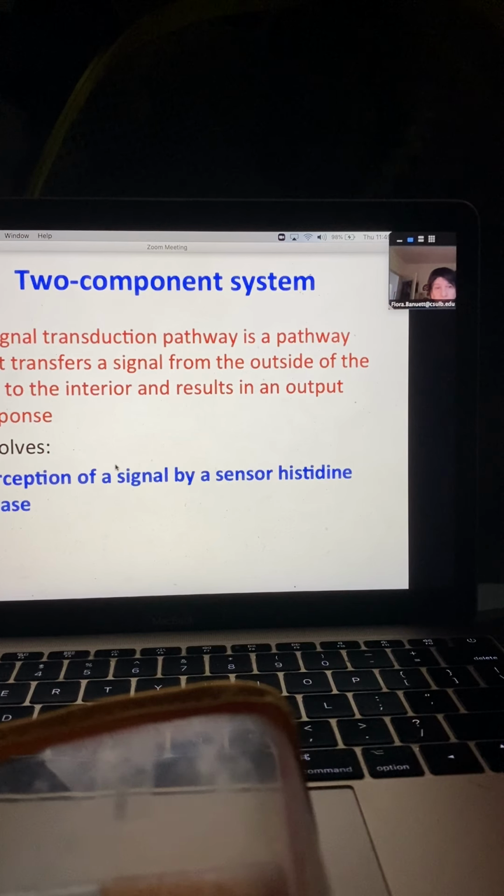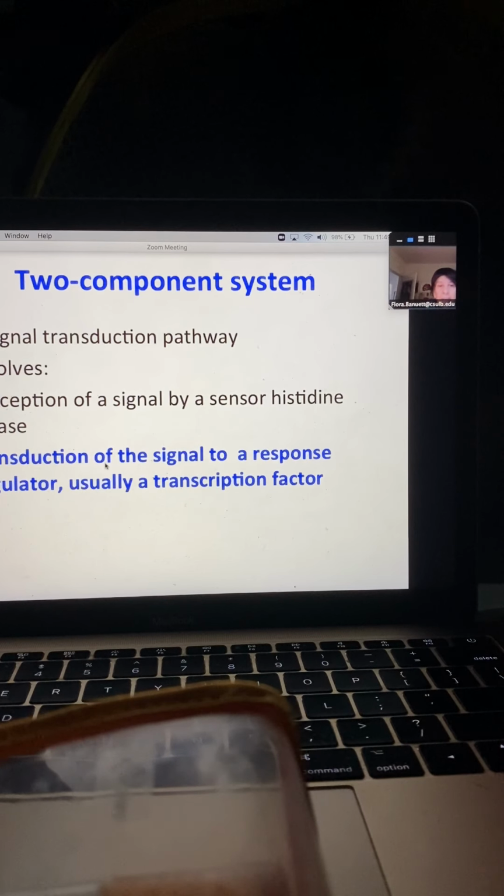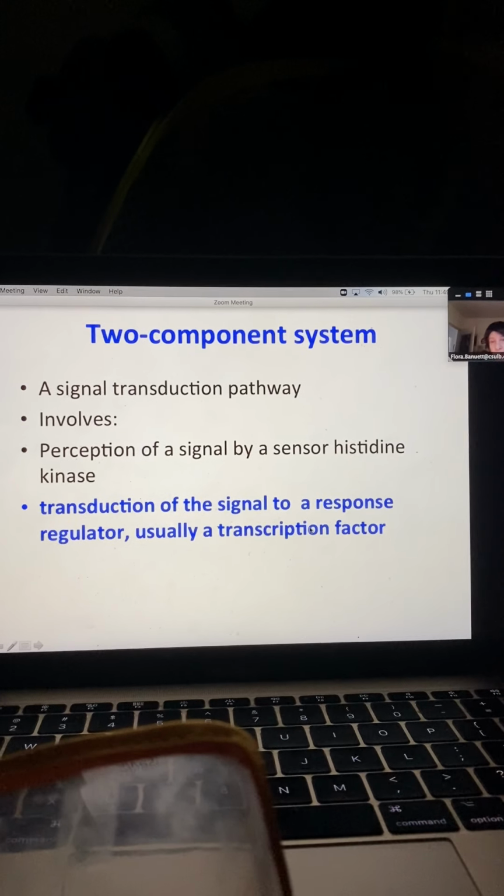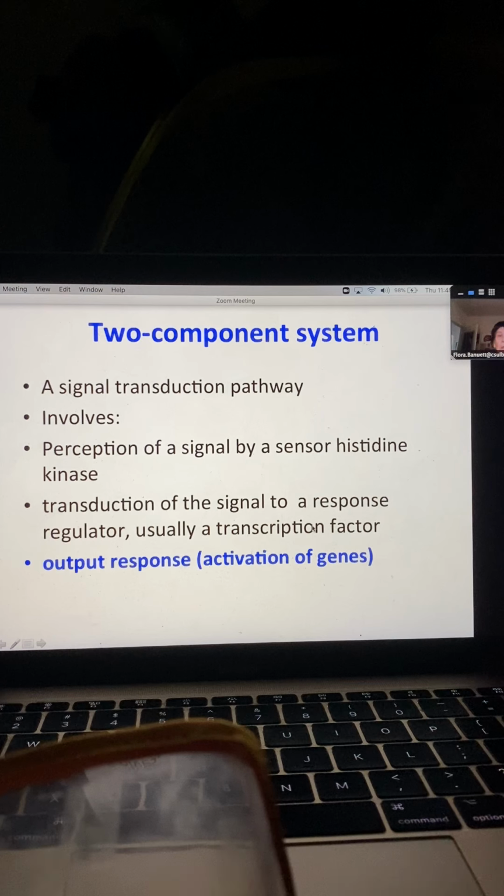So it involves perception of the signal by a sensor histidine kinase protein. And I'll tell you in a moment what is the sensor histidine kinase in Agrobacterium. And then the transduction of the signal from this sensor to a response regulator, which is usually a transcription factor. And then this transcription factor is going to activate genes, and you have a response.